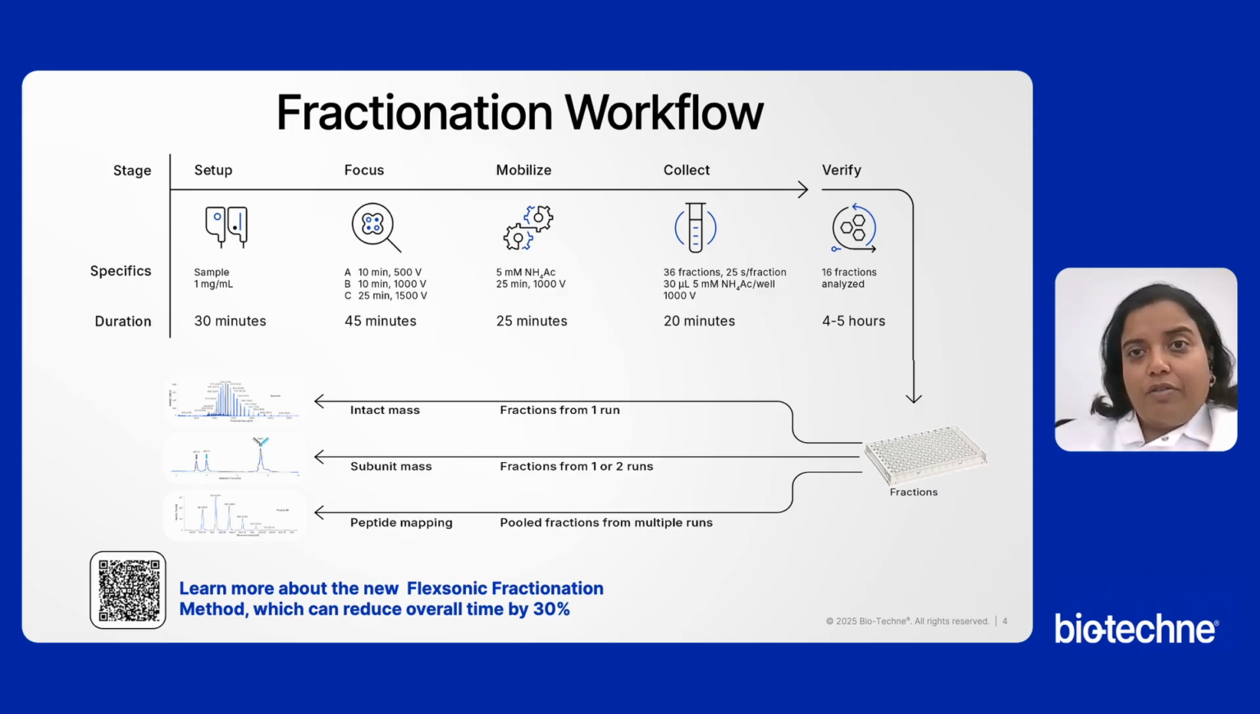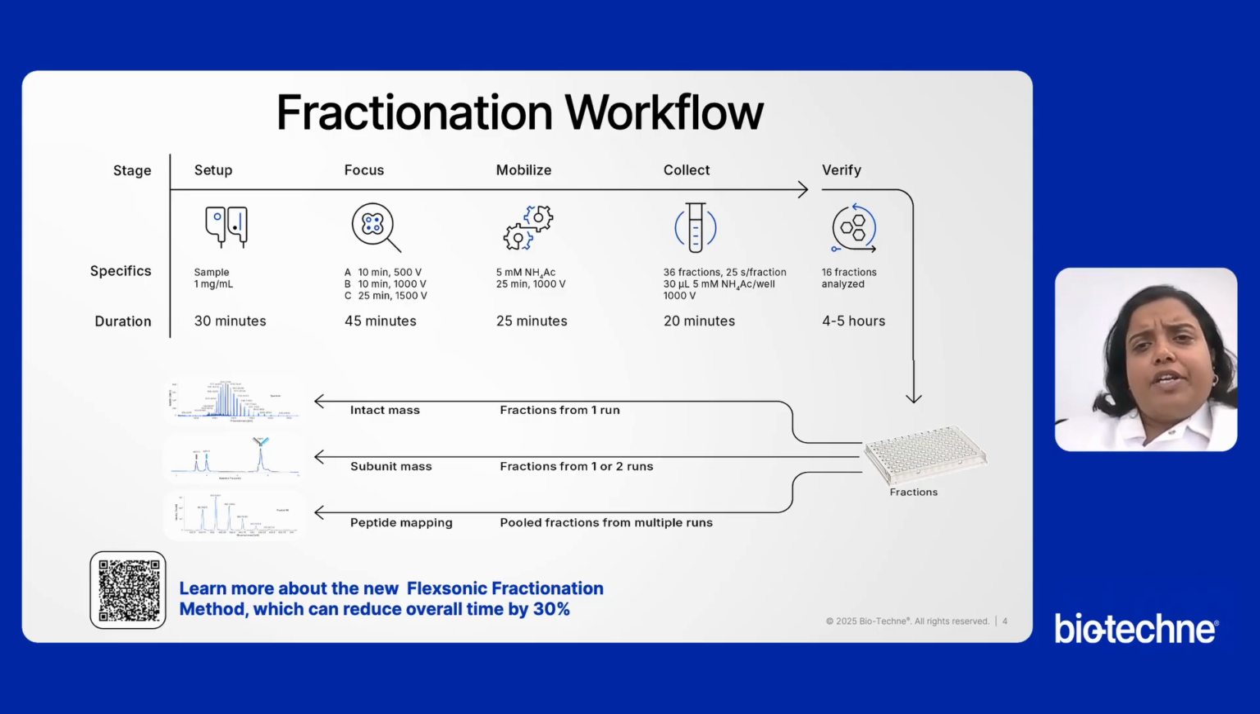After fractionation, we perform a verification check on a classical icIEF cartridge. This is because we want to compare it to the similar conditions as the fractionation sample and to check our peaks have been collected in the wells. The collected fractions can be further utilized for downstream analysis, such as for intact mass, subunit mass using mass spectrometry.